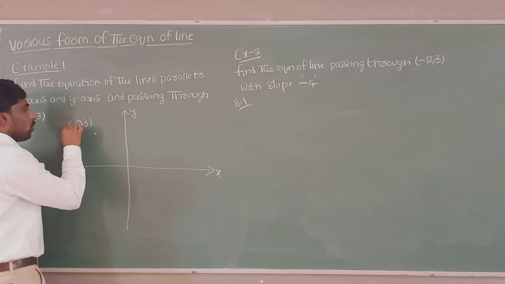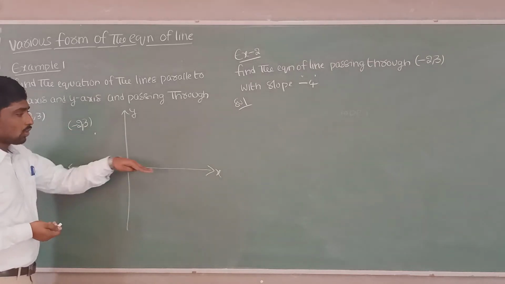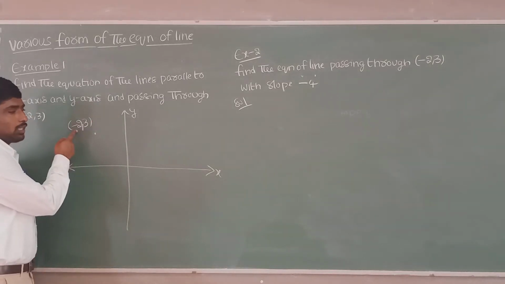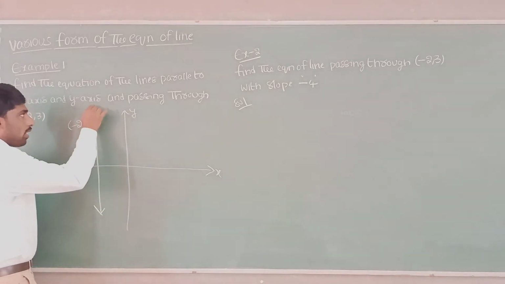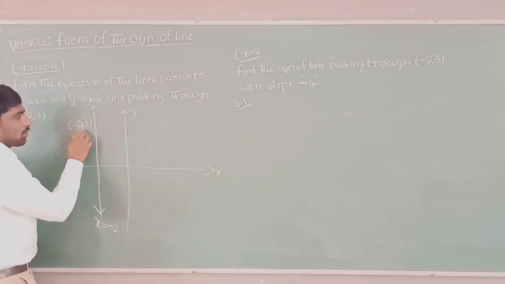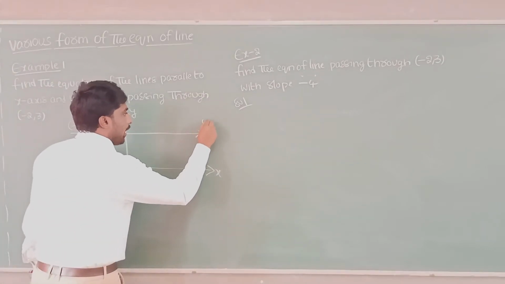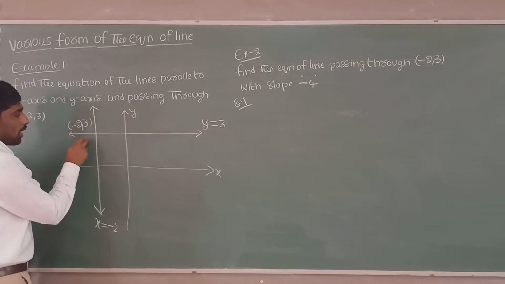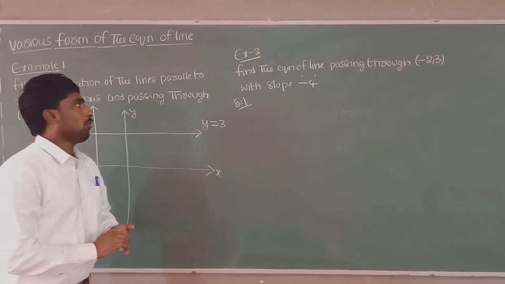So they are asking for the lines passing through the point minus 2, 3 which are parallel to x-axis and parallel to y-axis. You see here, this is x equal to minus 2. If I draw like this, this is parallel to y-axis. So this is x equal to minus 2. Next, this one is what? y equal to 3. If I draw here, this is parallel to x-axis. This is the y equal to 3 line. So these two lines are passing through minus 2, 3. Is it clear, everyone?